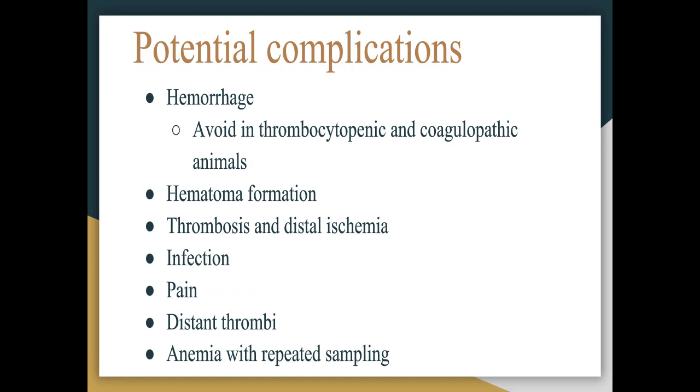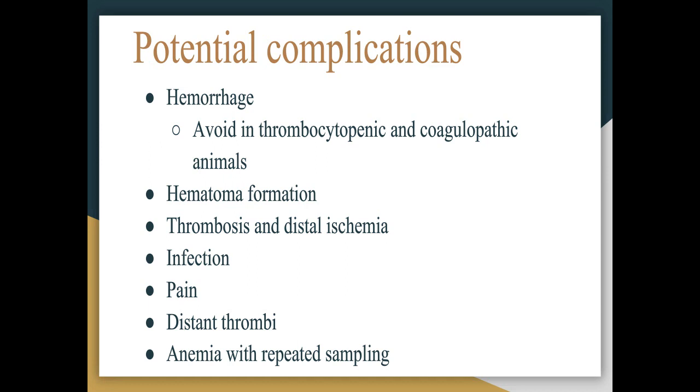There are a number of potential complications of arterial catheterization or sampling. These can include hemorrhage from the artery, and it may be best to avoid arterial sticks in thrombocytopenic or coagulopathic animals. Hematoma formation is probably the most common complication found in our domestic species, and therefore applying a tight bandage for a prolonged period of time is necessary post-sampling. Thrombosis and distal ischemia, infection, pain, and distant thrombi have also been reported.